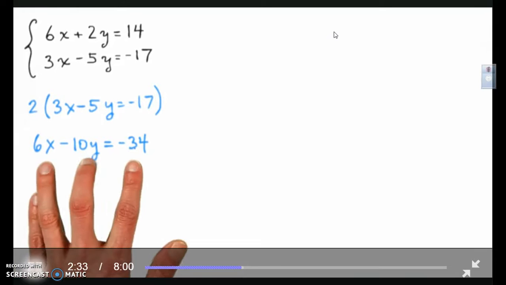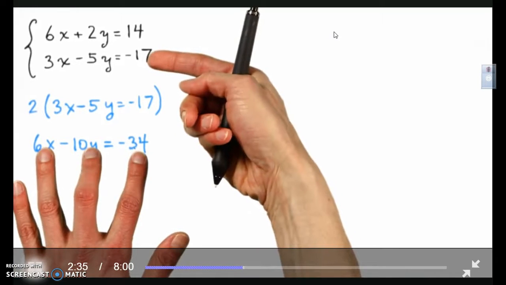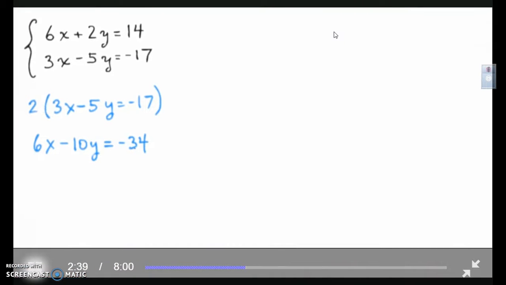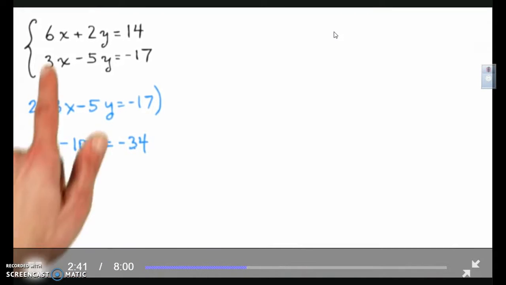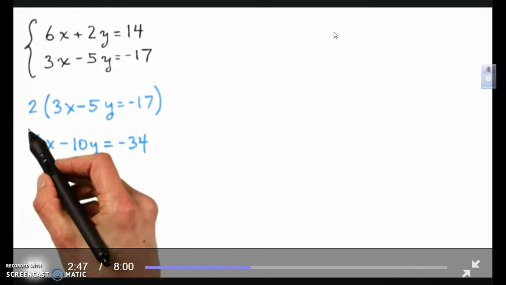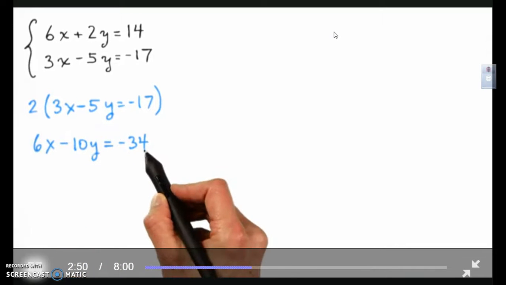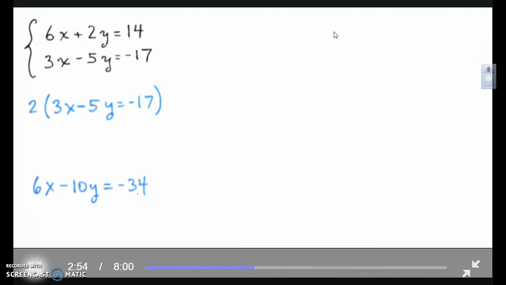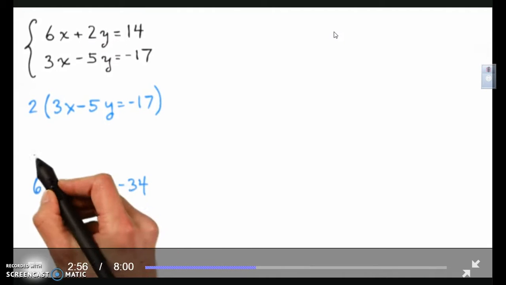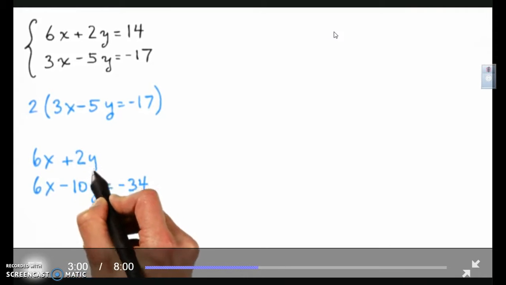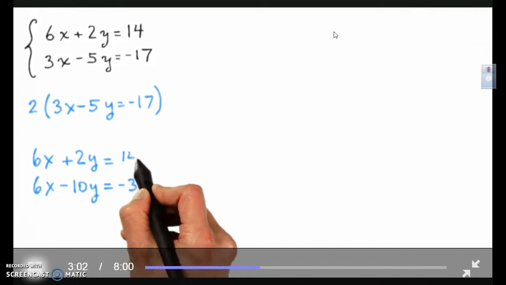So this is the same, an equivalent equation to this one. All I did was take this and multiply both sides by 2. Now, this is interesting, because what I can do is rewrite this one and then actually subtract the two. So let me grab this for a second. I'm going to pull it down a little bit. And now what I'm going to do is write this original one: 6x plus 2y equals 14.